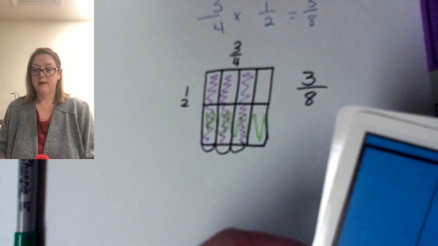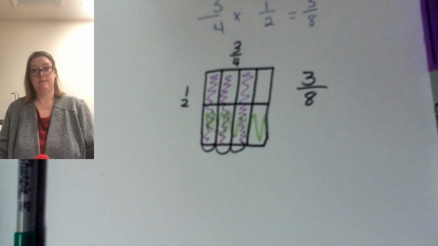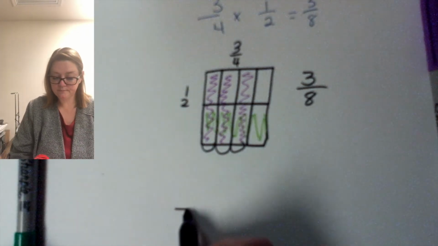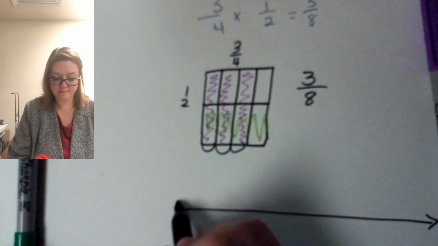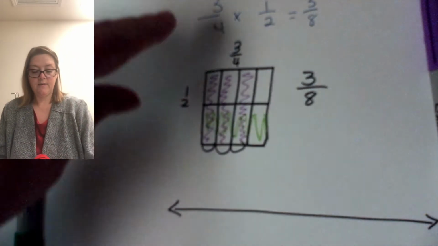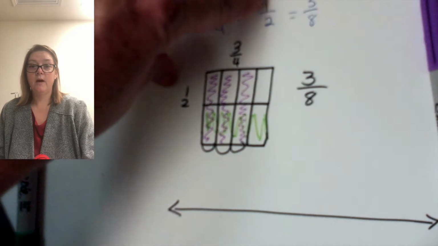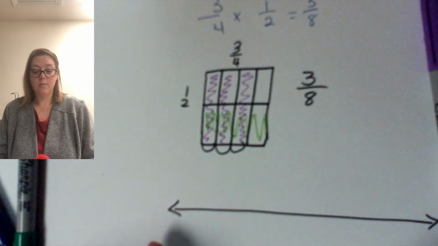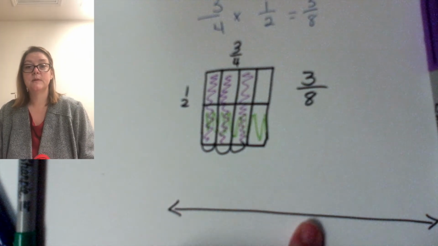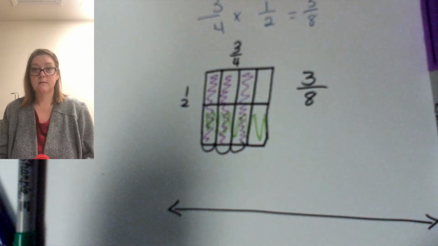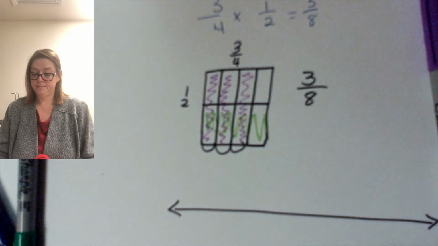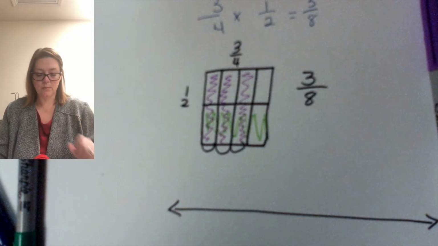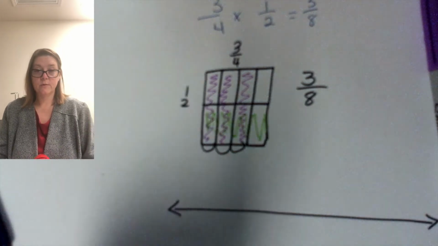Now, that's with an overlay. Let's talk about it on a number line. So if I'm looking at a number line, and this is my number line, I have 3/4 of a half. Remember what I said? And so I'm going to make 3/4 groups, right? So it's going to be 3/8. This is so cool. 3/4 groups of a half.